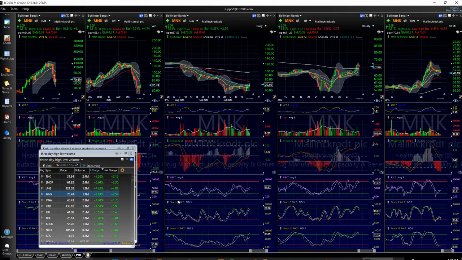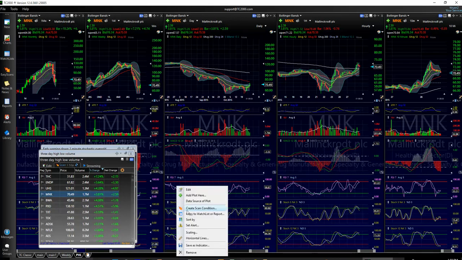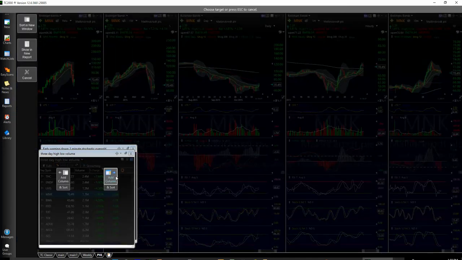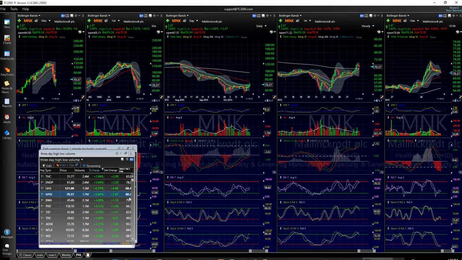In fact, let's do this. Let's take the daily stochastic, right click on that, and copy it over to our watch list. Add a column right here. The stochastic indicator value is now in this column. So let's do a quick sort and start with the stocks that are most overbought.